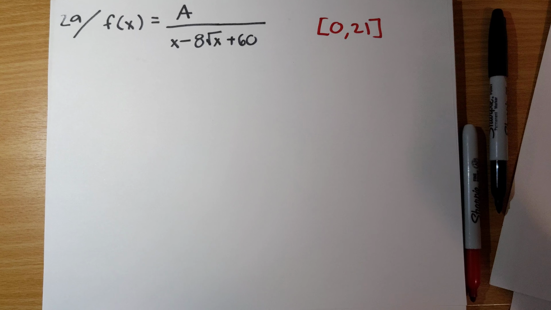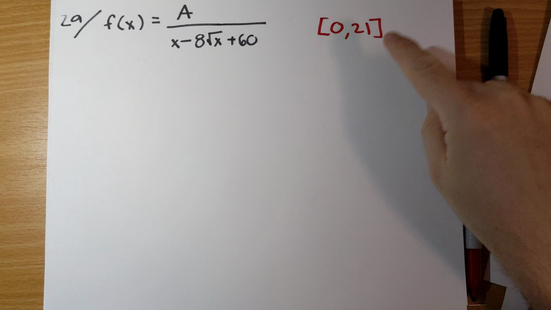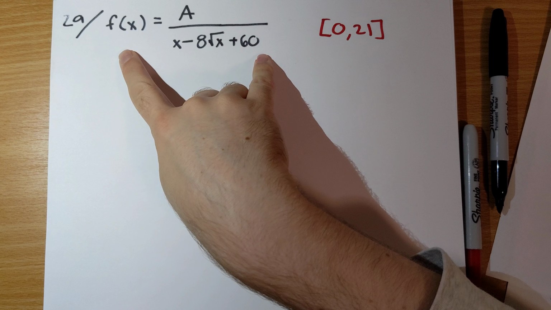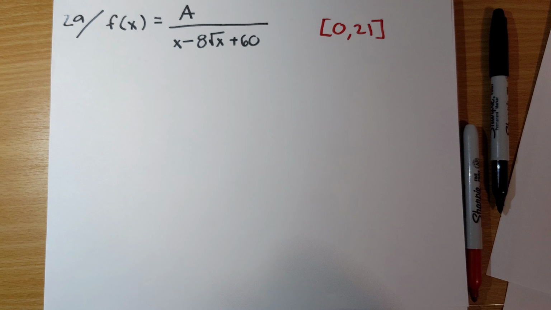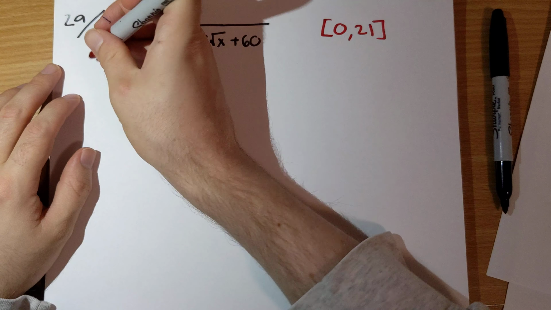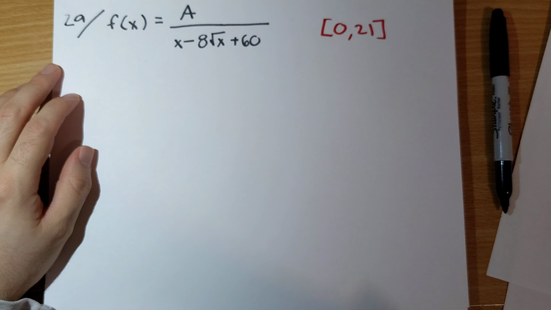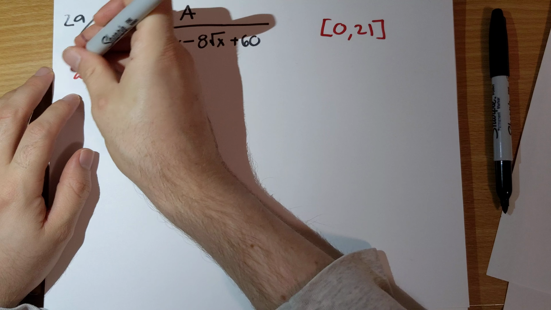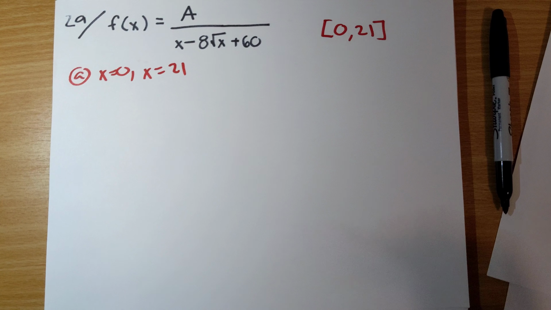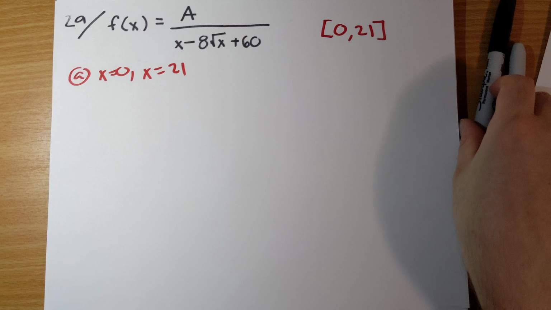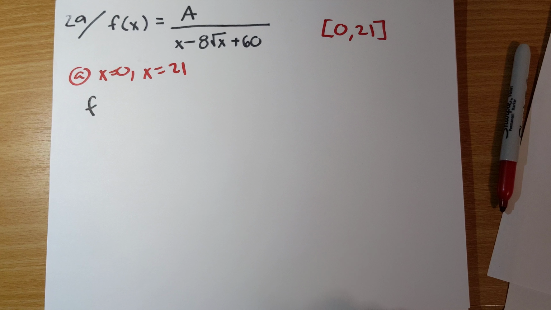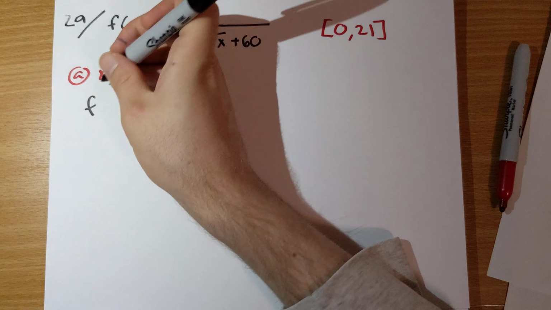So if we're going to find the absolute min and absolute max of this function on this interval, what we do is we know we have to check the endpoints. So for part A, we have to check the endpoints, x equal to 0 and x equal to 21. We also have to worry about critical points, when the derivative is 0 or when the derivative is undefined.